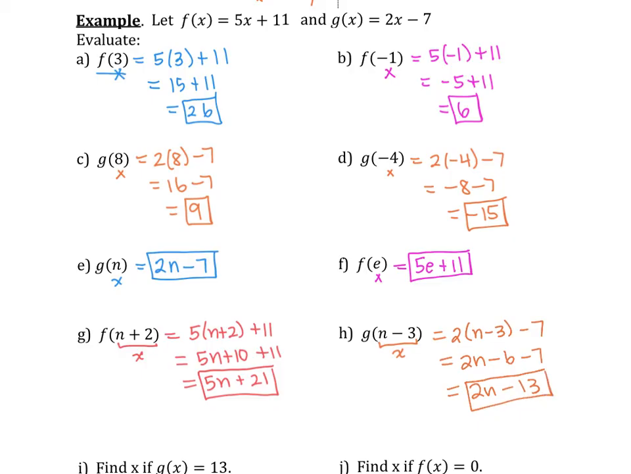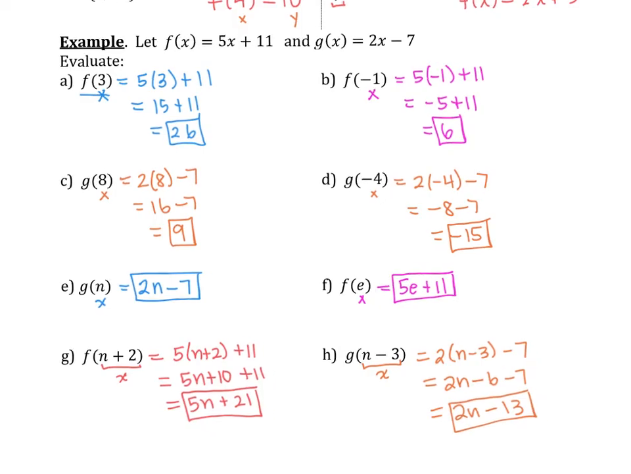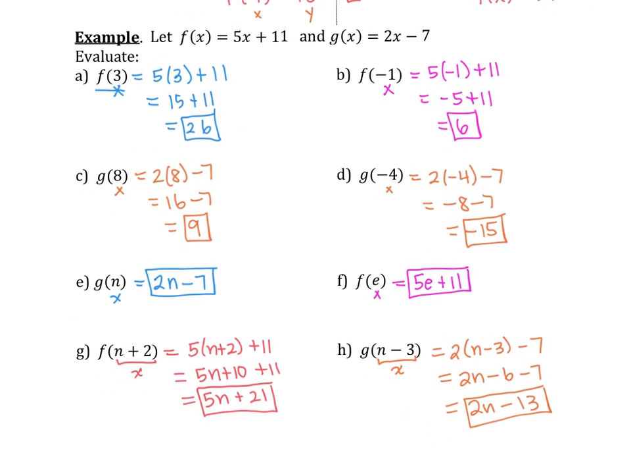Okay, the last thing we might do with function notation is to find x when you set the g of x equal to something. So in this case, for I, it says find x if g of x equals 13. Okay, they don't tell me what x is. I want to leave the x in the equation, but I do want to see what the g of x equation is. I'm trying to figure out what x is. So let me go back to see what the g of x equation was. The g of x equation is 2x minus 7.